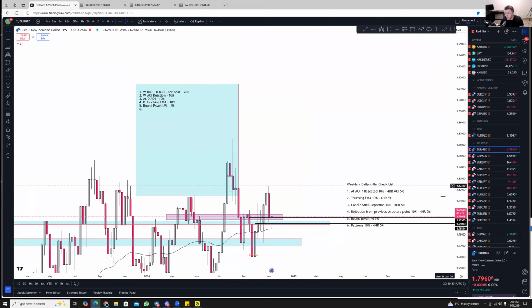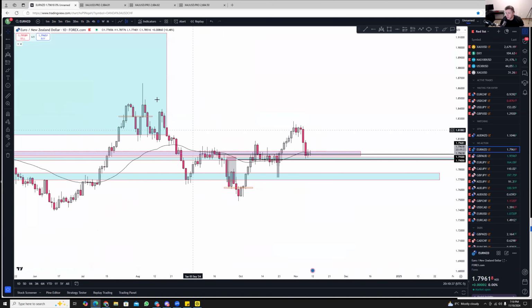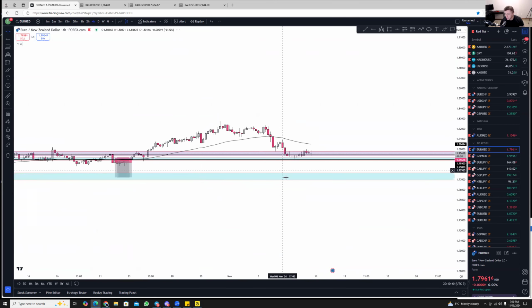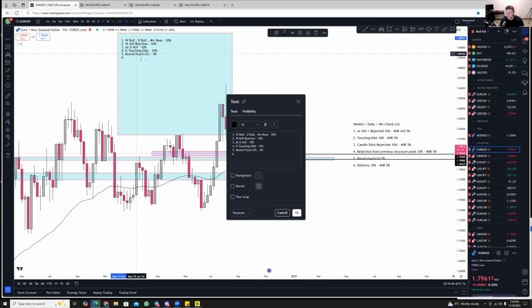Patterns. Is there any patterns on here? There's an inverted head and shoulders potential here, creating the right shoulder. Daily, any patterns? No patterns. 4 hour, no patterns. So, what are we waiting for? Entry signal to go long. Grade. What do we got? 20, 30, 40, 50, 55%.